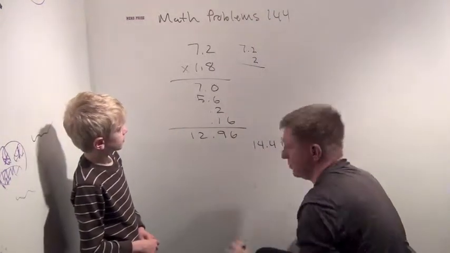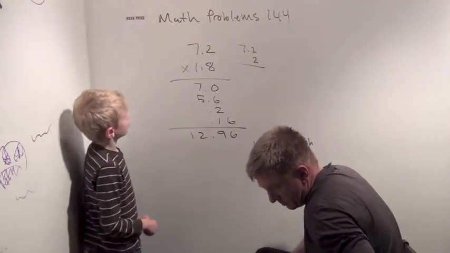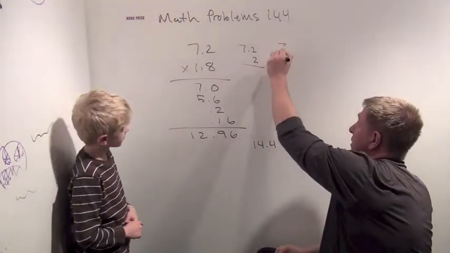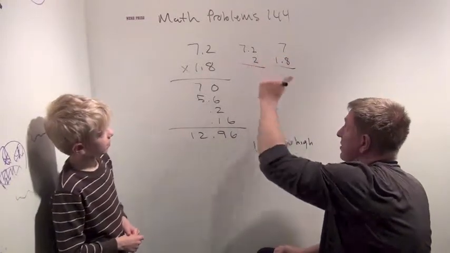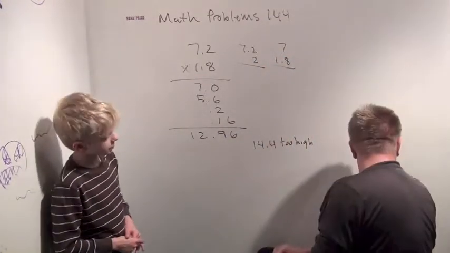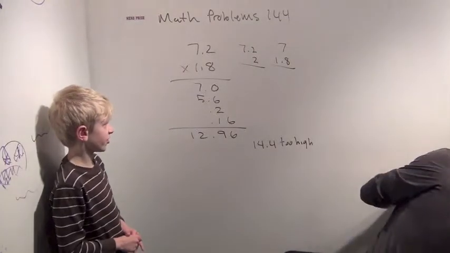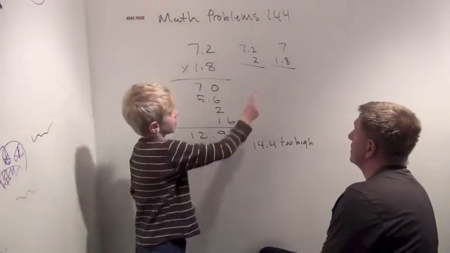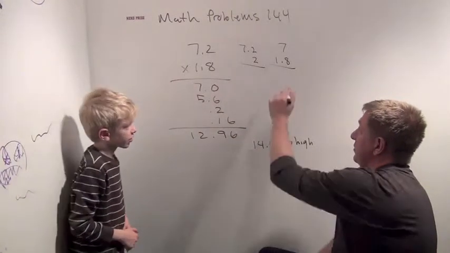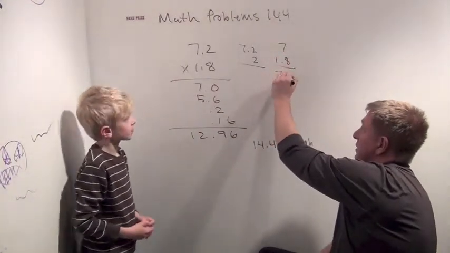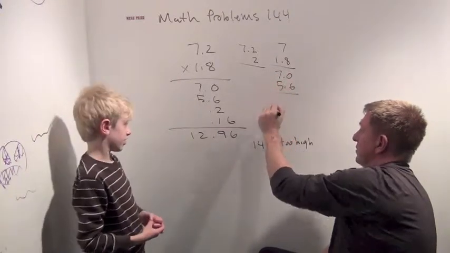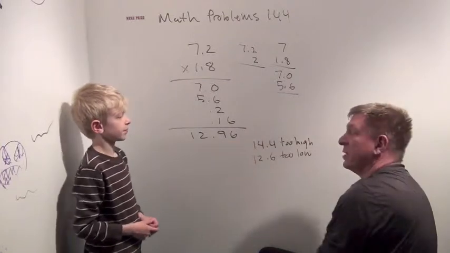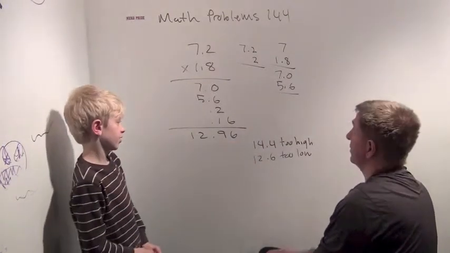Okay, what's a number that's going to be too low? Too low, you shift this to a 7.0. Okay, 7 times 1.8. That's a little harder, but that's okay. So what is 7 times 1.8? It's 12.6. Okay, 7 and 5.6. So 12.6 is too low. And our number was right in between. Yeah. Okay, so that feels pretty good.